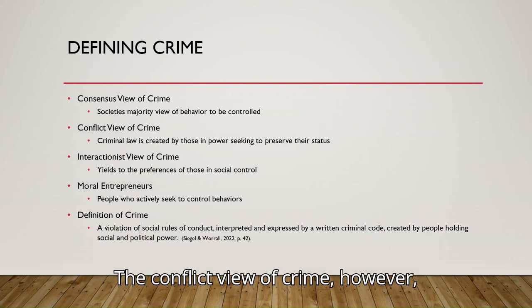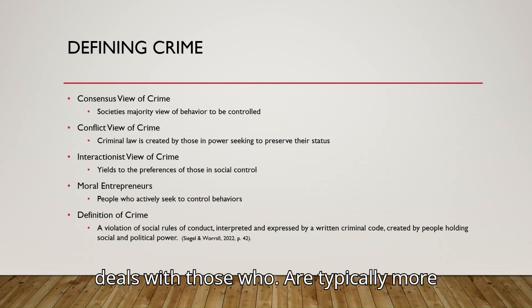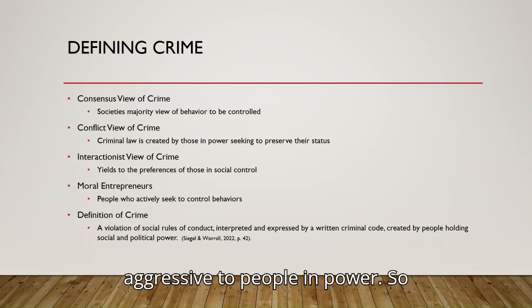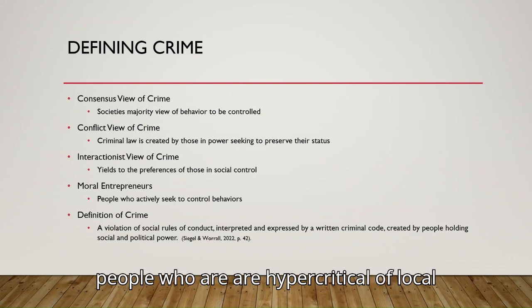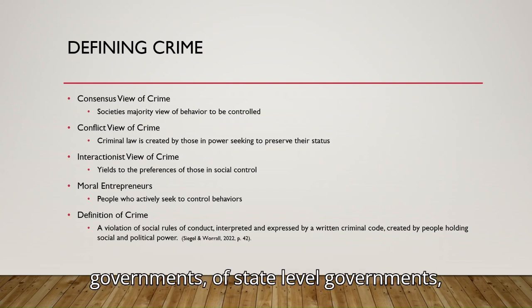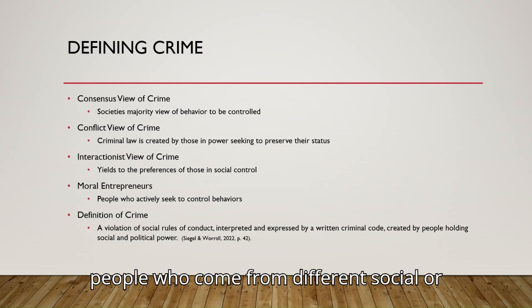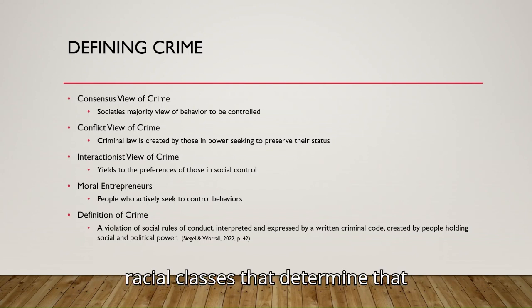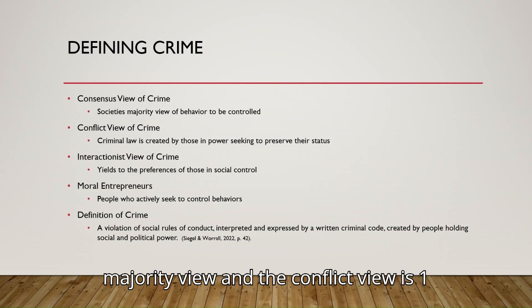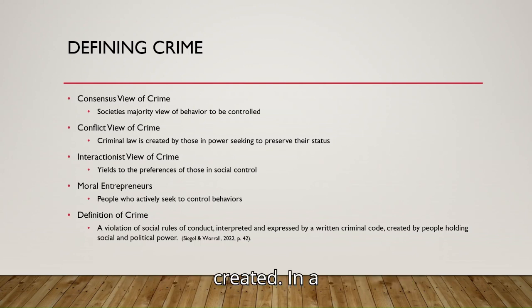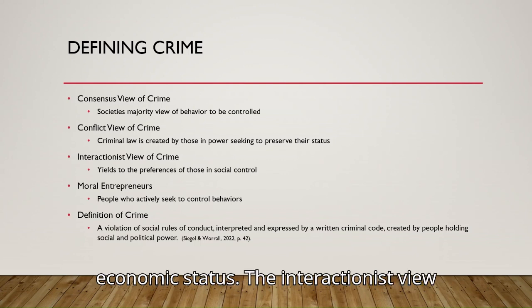The conflict view of crime, however, deals with those who are typically more aggressive to people in power. So, people who are hypercritical of local governments, of state level governments, people who come from different social or racial classes that determine that their viewpoints are drastically different or even in opposition of the majority view. And the argument of the conflict view is that those in power define crime in order to preserve their own social and economic status.